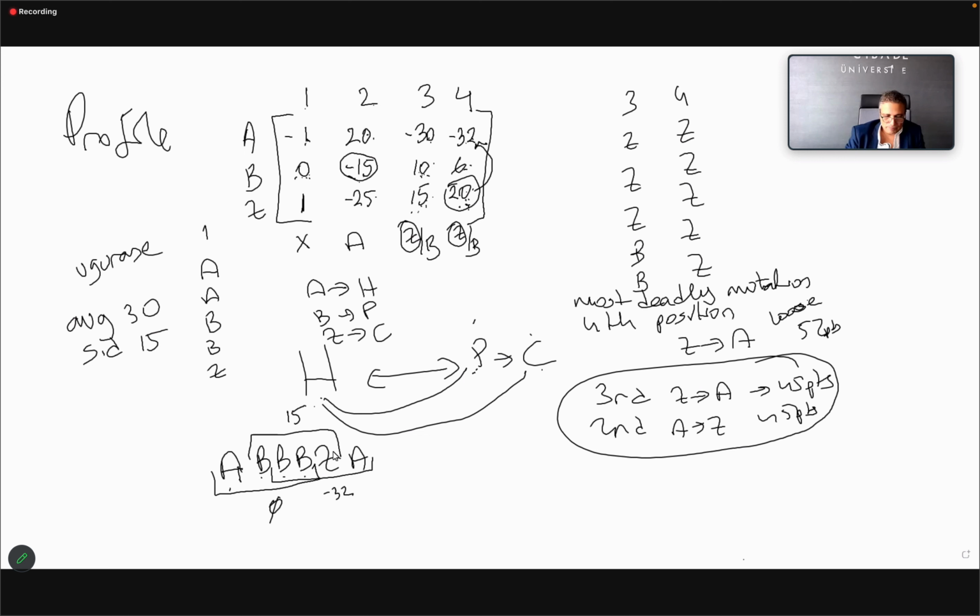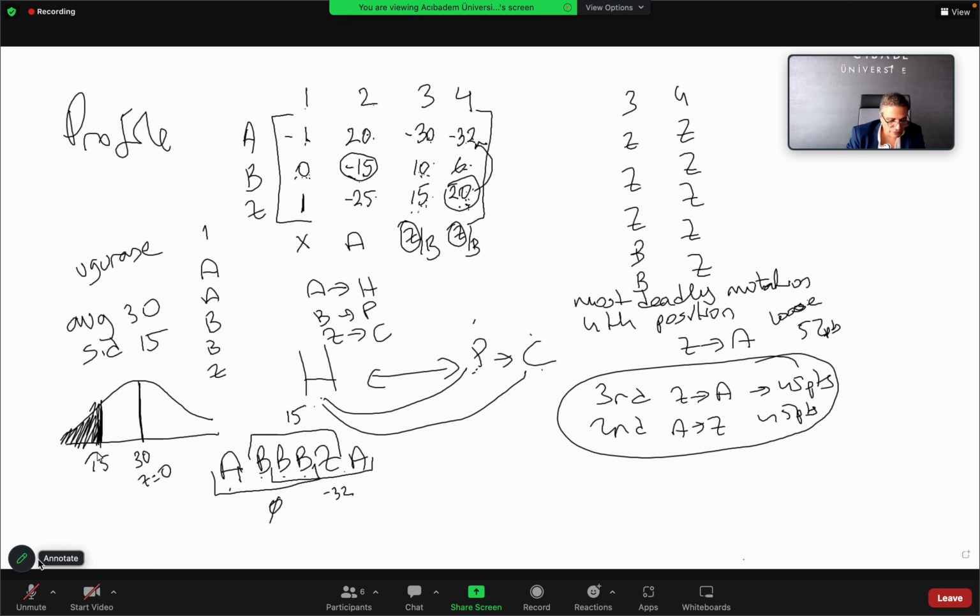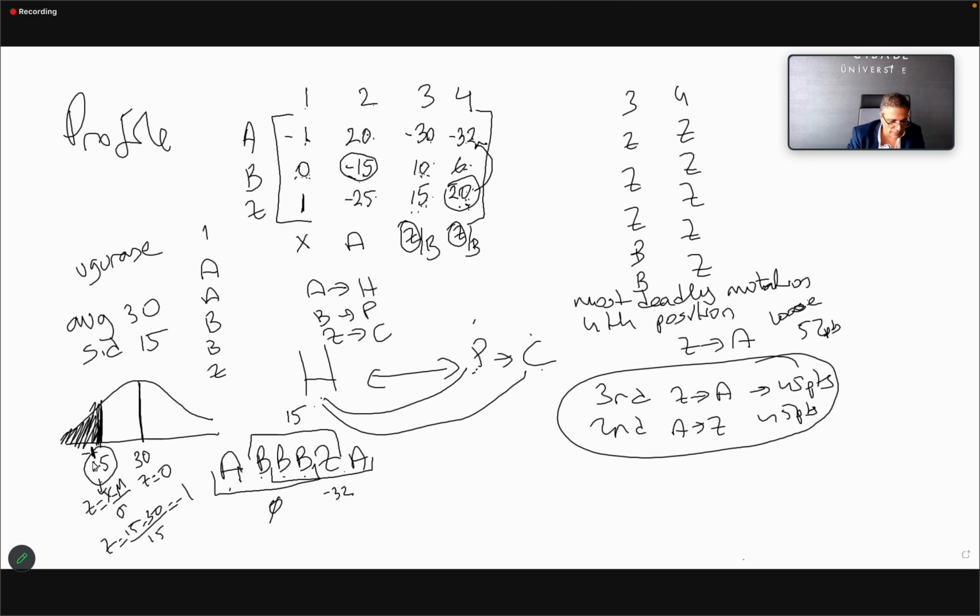So for that, average is 30. The score over here is less than the average, 15. Okay, the person's score is less than the average. So what's your percentile confidence score for this one? Average corresponds to Z equal to 0. 15 corresponds to Z equal to X minus mu over sigma. So 15 minus 30 over standard deviation 15 is minus 1. So this position corresponds to Z equal to -1.